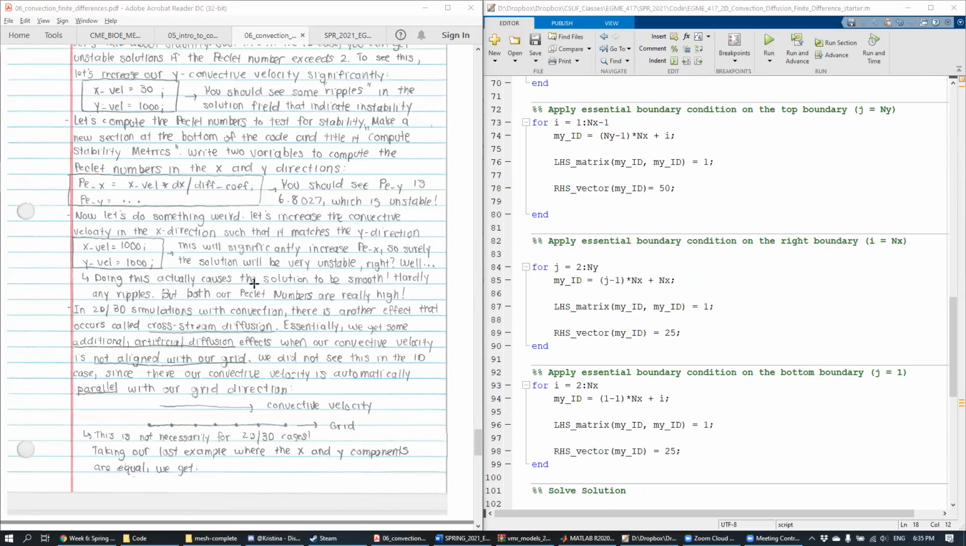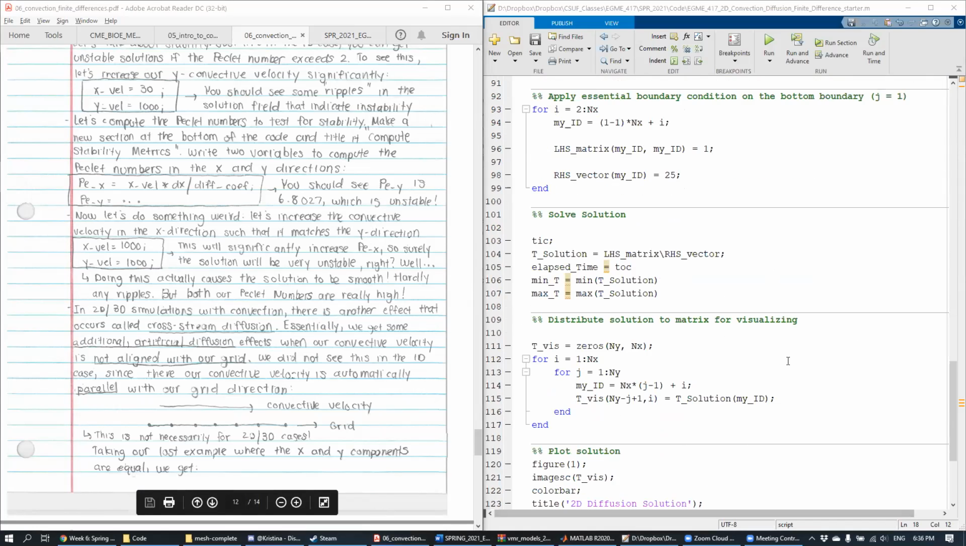In 2D, when you have two velocity components going on at the same time, this can create some additional diffusion in your system that wasn't there before. So it's a very strange phenomenon, a weird, unique thing. I think it's probably better if I explain this from my iPad.